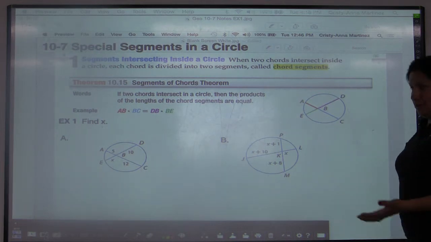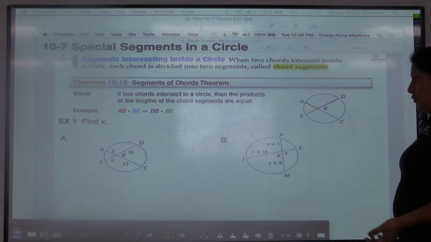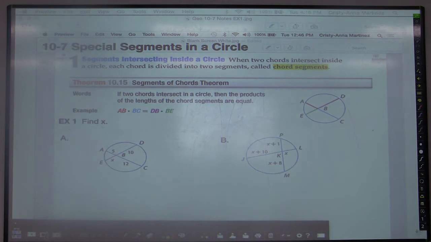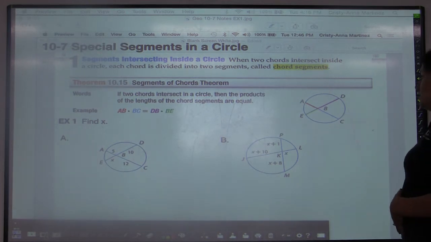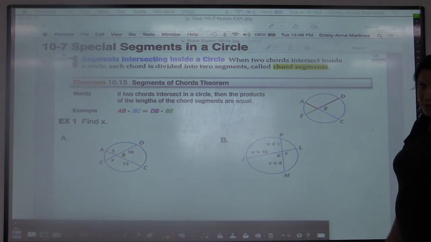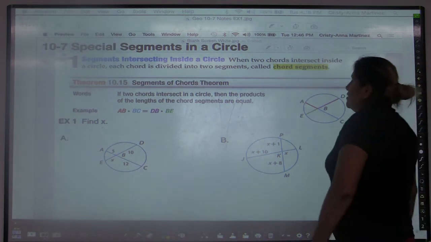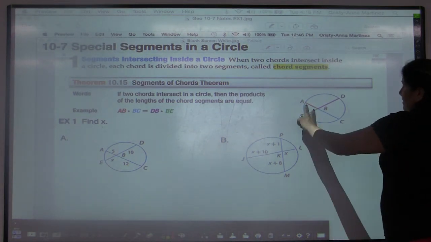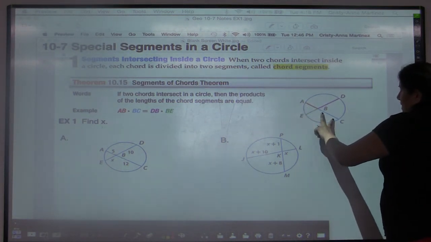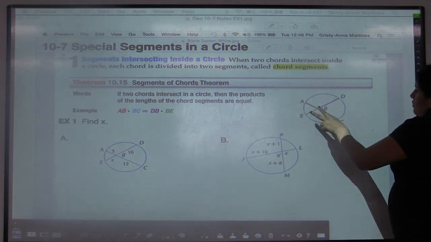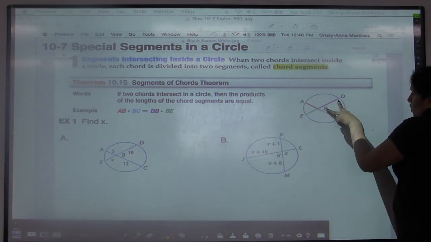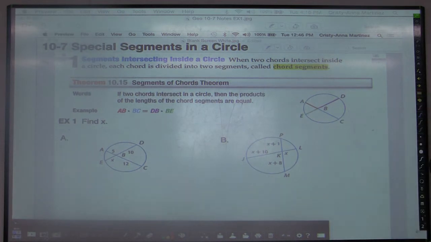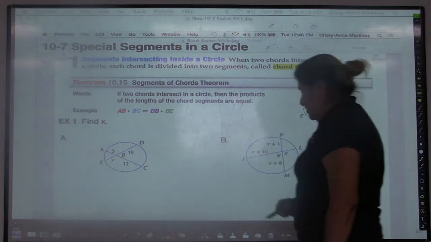So now that we know that we're talking about chord segments, we can go to Theorem 10.15, which is: if two chords intersect in a circle, then the products of the lengths of the chord segments are equal. That's to say that this chord segment times this chord segment would be equal to this chord segment times that chord segment, or basically AB times BC equals DB times BE. So we're going to go ahead and do our first example here.